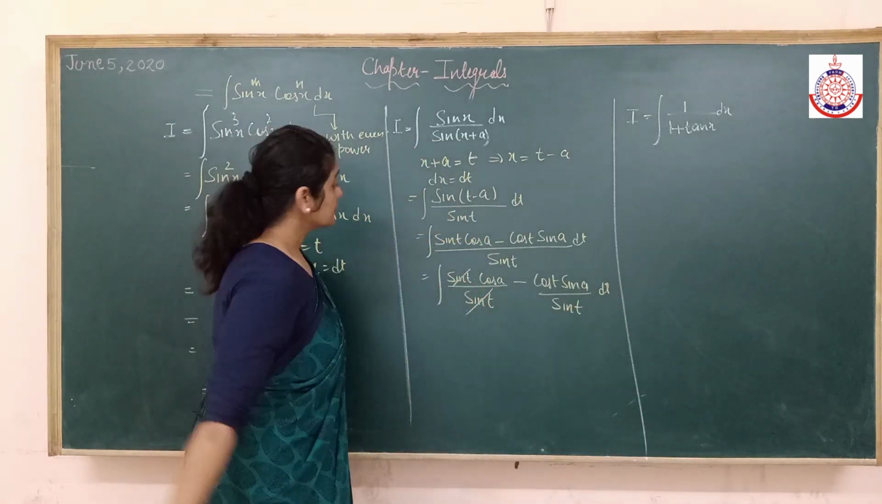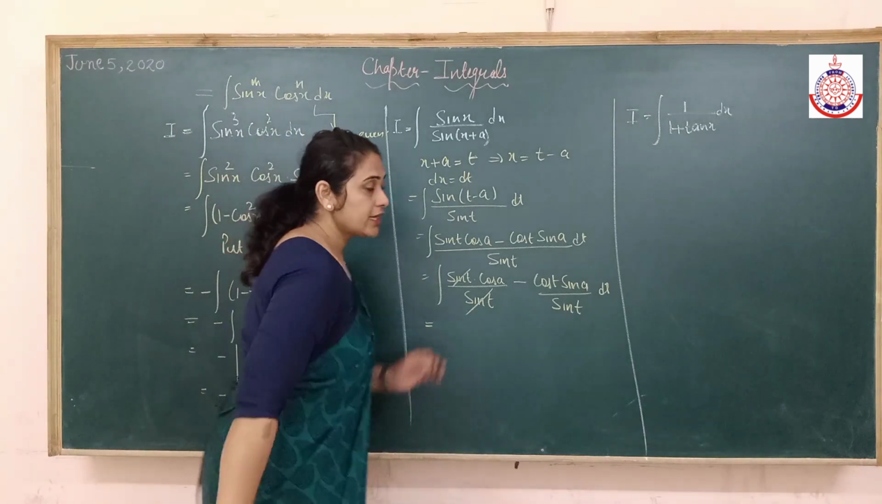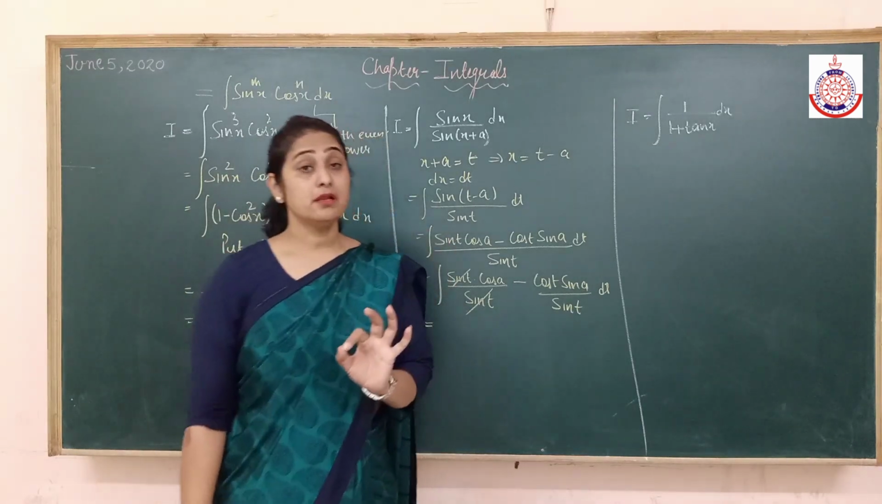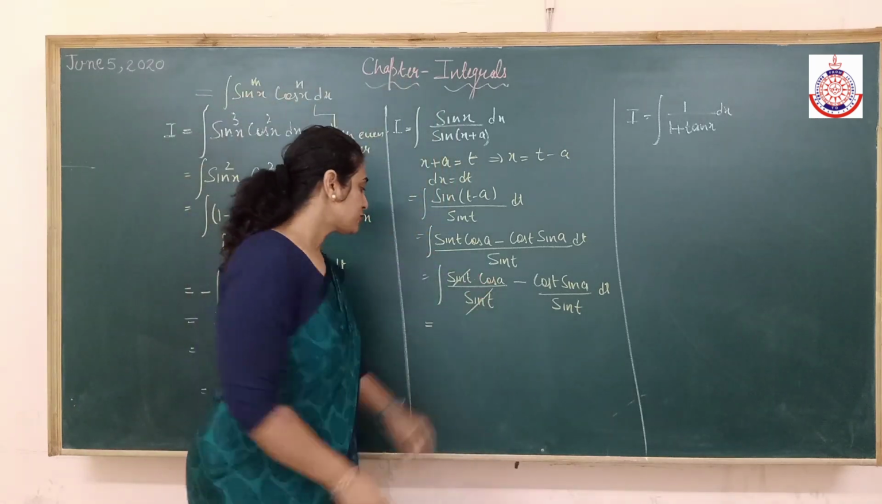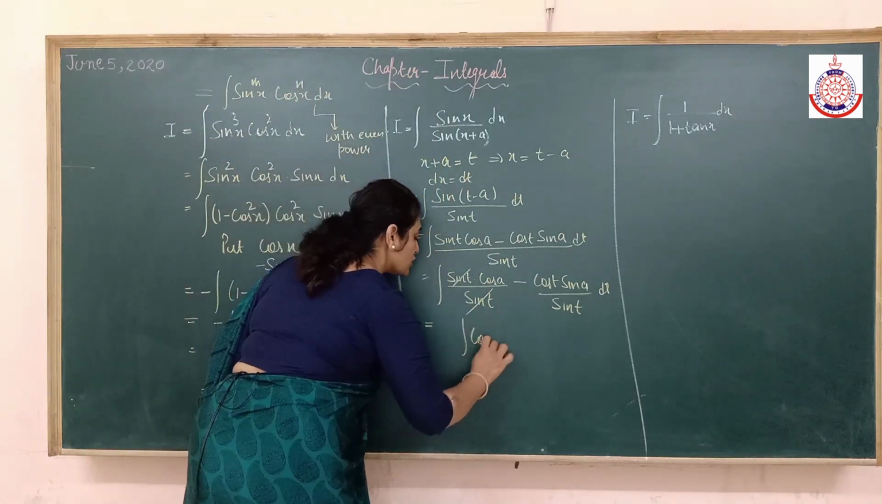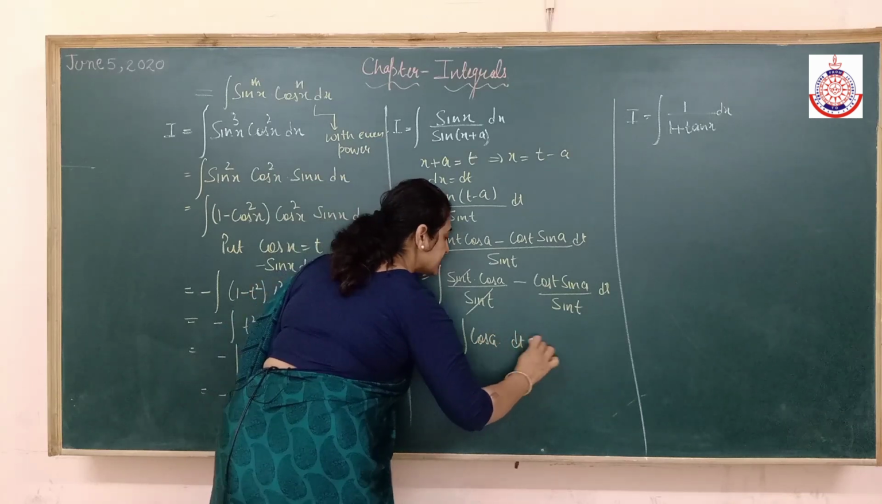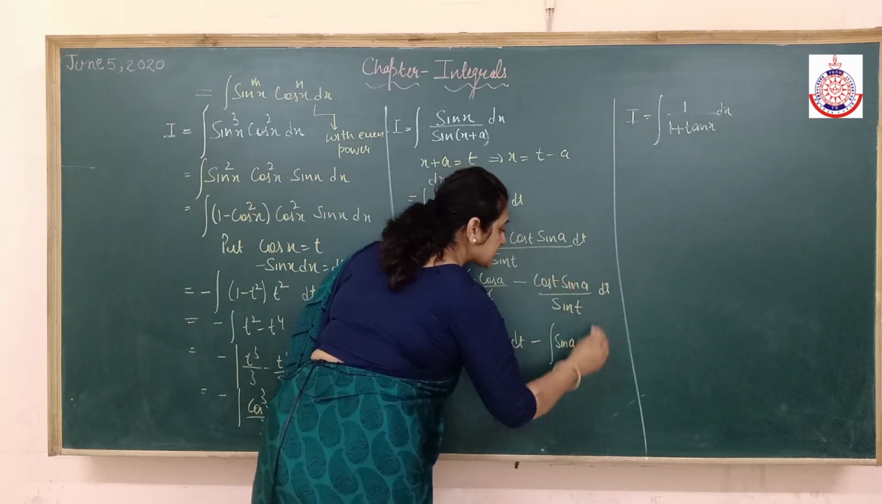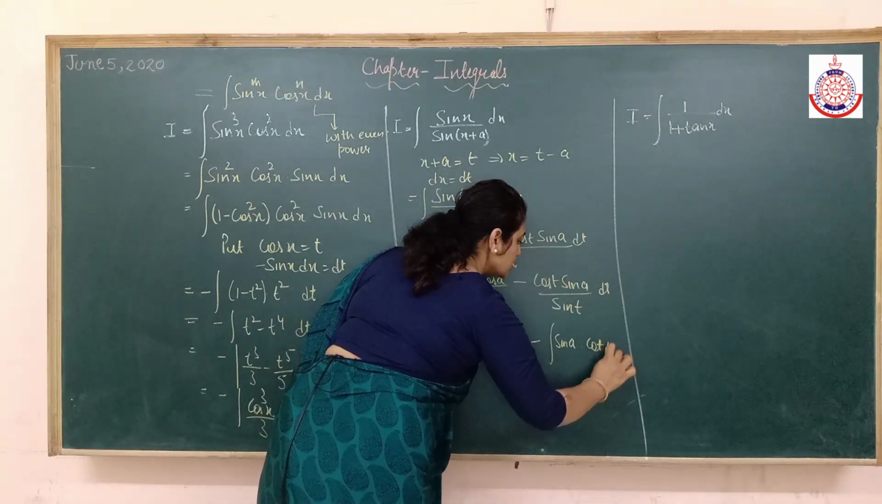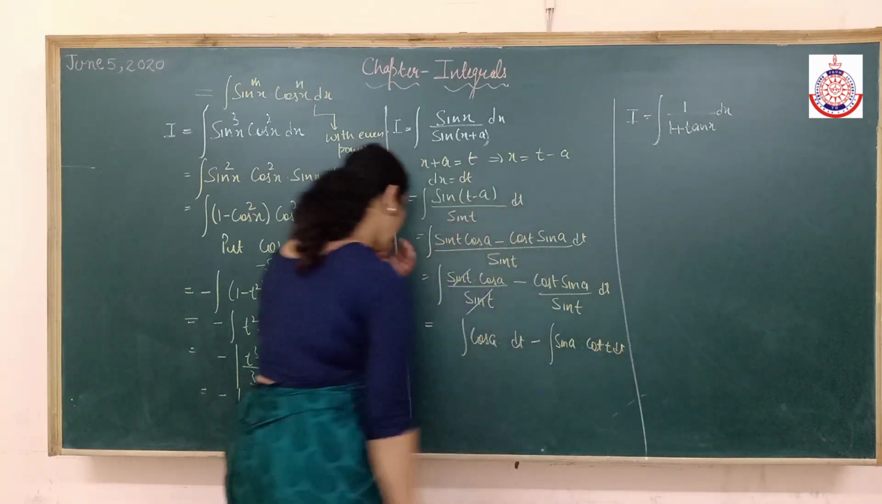Sin and sin cancel, so I can segregate them. See, in your question there is only one variable, rest everything is a constant. Children, they commit a mistake. Now what is left with me? In this integral I have only cos a dt if I segregate. Then I have sin a, cos upon sin, that is cot t dt.